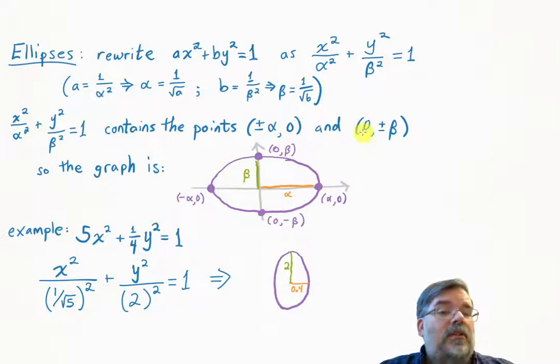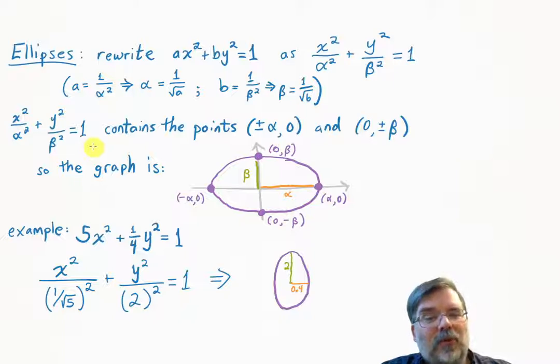Similarly, the points (0, plus or minus beta) are also on this graph. And again, you can verify it by plugging these values in for x and y, and you'll also end up with the equation 1 equals 1, validating that these points are also on the graph. And then this gives you a way to roughly trace out the graph, and it looks curved and it goes through these 4 points.